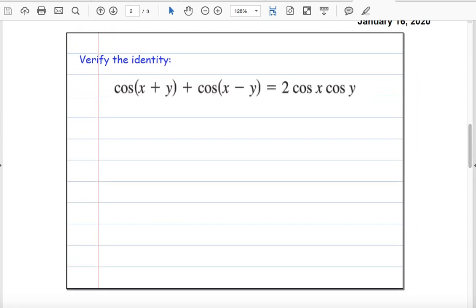Okay, another verifying problem. Again, we cannot just distribute, so we are not going to distribute cosine through. That would be incorrect. We need to use our sum and difference formulas. So I have a cosine u plus v, and I have a cosine u minus v. And actually, I think I will color code these so you can see it a little bit better.